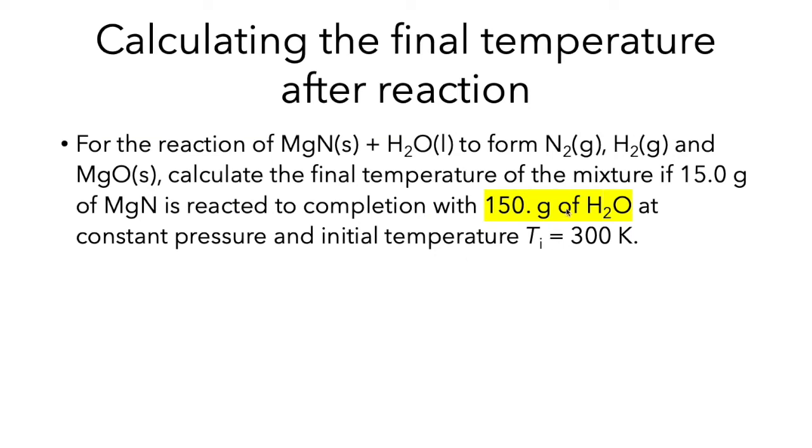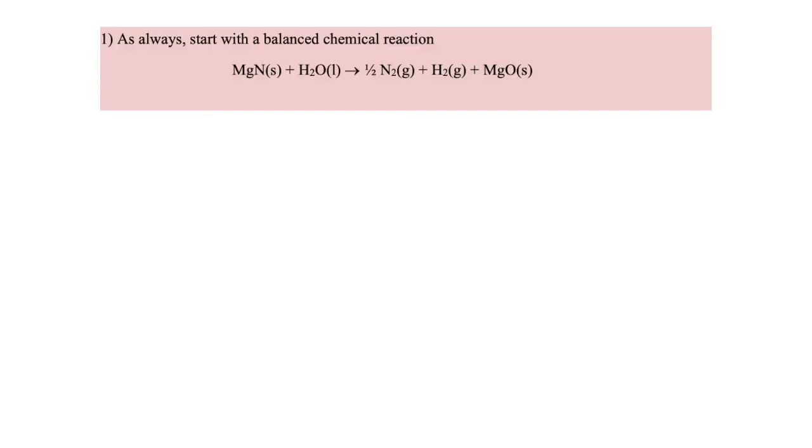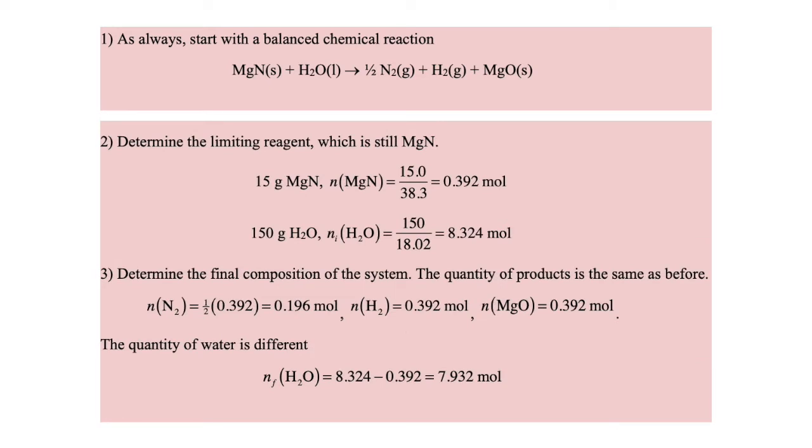What if we now change the amount of water and decrease it to only 150 grams? What final temperature will we get in this case? Well, the balanced chemical reaction is the same, and the limiting reagent will be the same. Also, the number of moles, the quantity of all these other components, will be exactly the same as before, but of course the quantity of water is different, right? Just under 8 moles will be left after reaction.